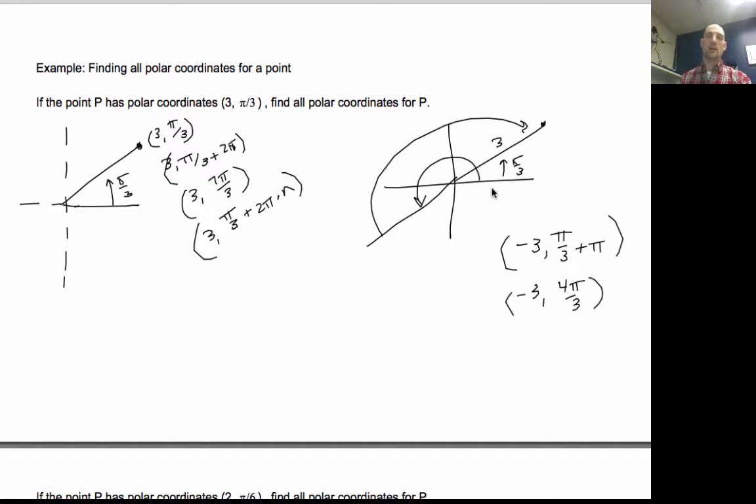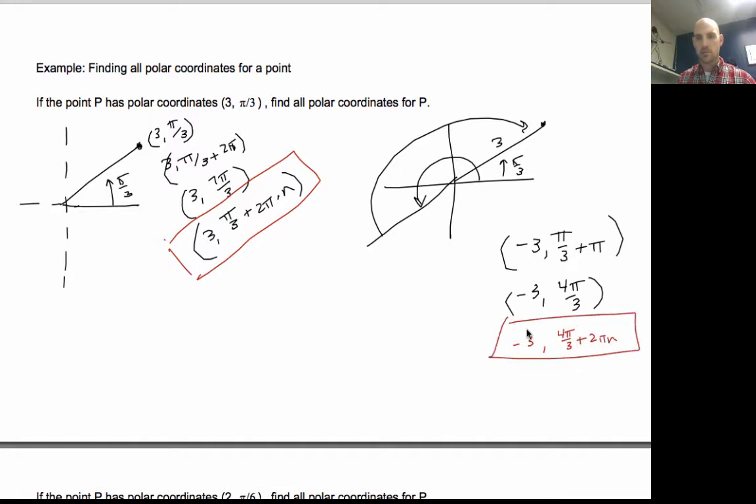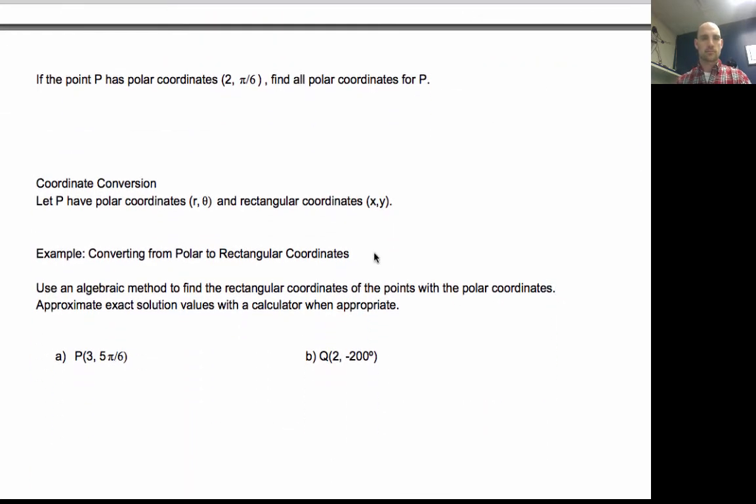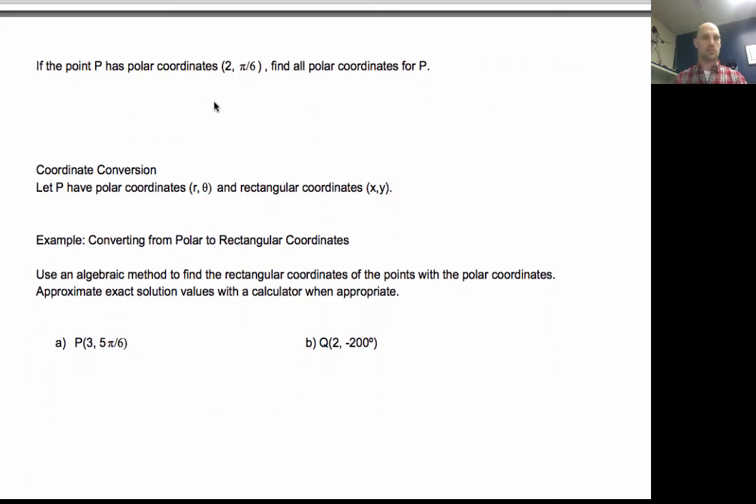And so any coterminal angles with that. So this is my first answer, right? 3 and pi over 3 plus 2 pi n. Or I could have negative 3 and 4 pi over 3 plus 2 pi n, because it could be any of those angles that are coterminal with that one. Okay, so it'd be on the opposite side and then reflected back. Always do your angle first. Okay, so you can do that for this one as well.